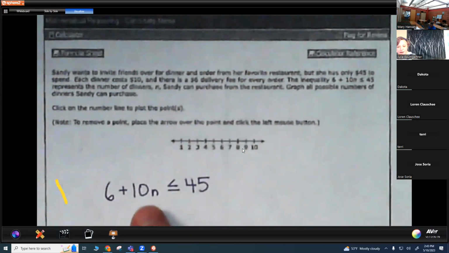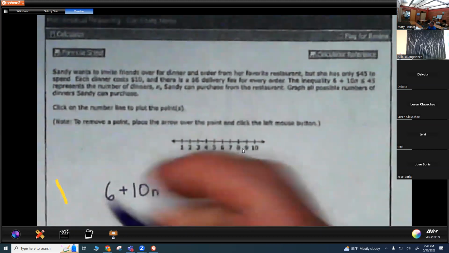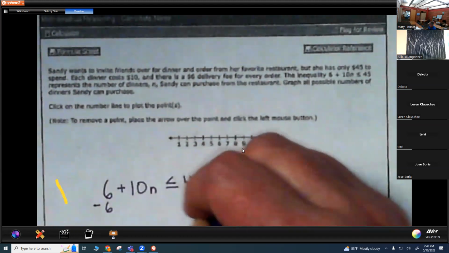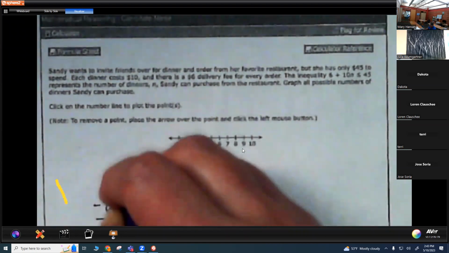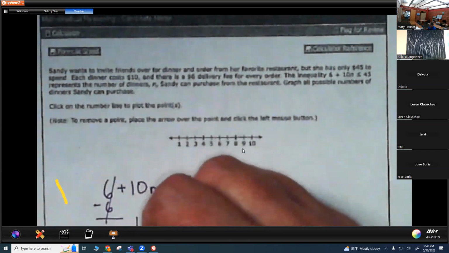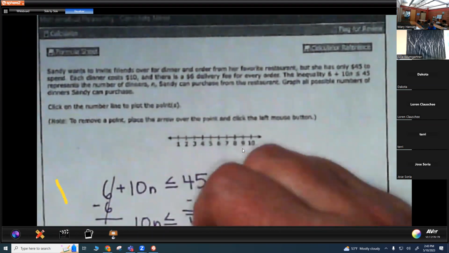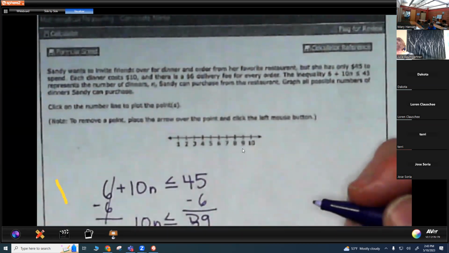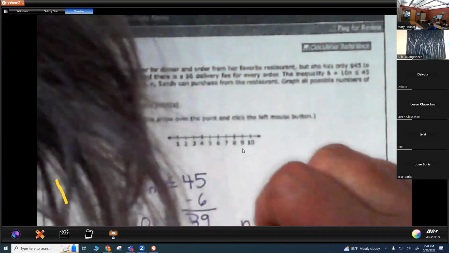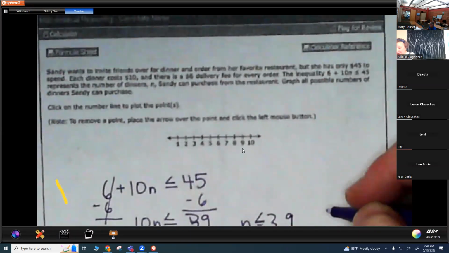So we need to figure out what n equals. Oops, sorry, n is less than or equal to 3.9.